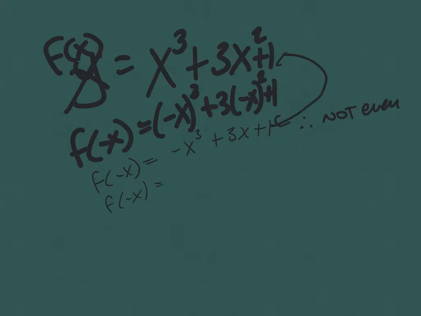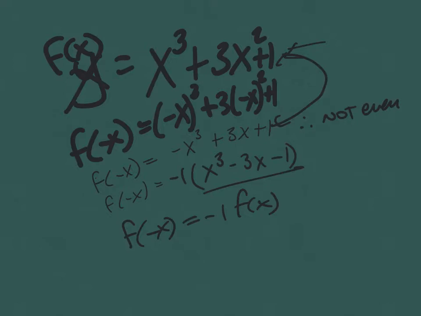Next, I'm going to factor out a negative 1. And I have x to the third minus 3x minus 1. And then that doesn't look like this either. Because if it did, I would replace this with f of x, and I would have been able to say f of negative x equals negative 1 times f of x, if these had been the same. But they're not the same. So I'd say not equal to that, and therefore not odd. Therefore neither.